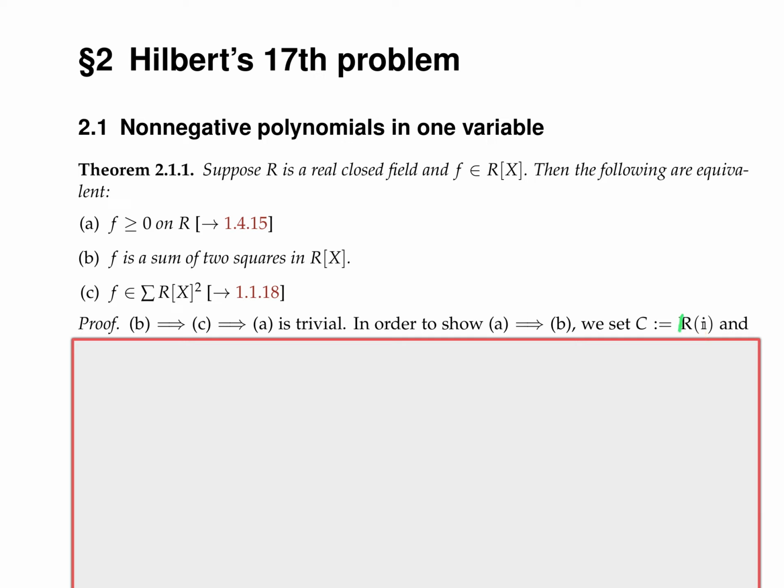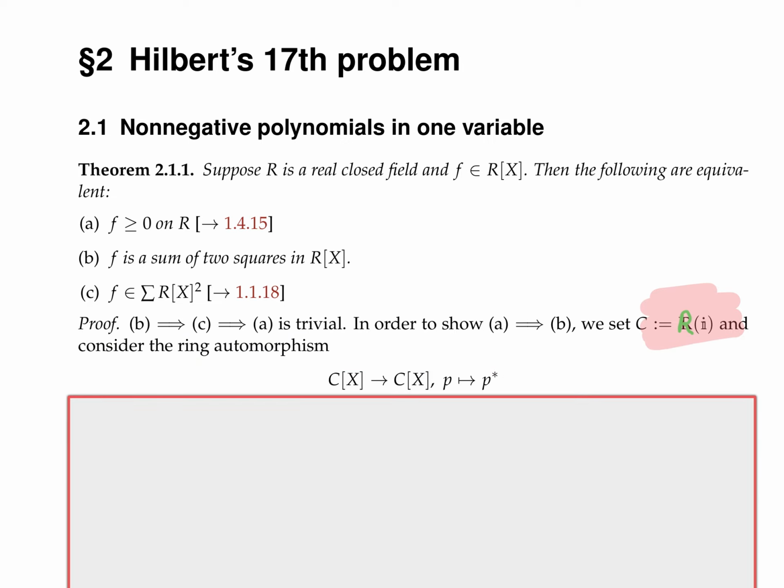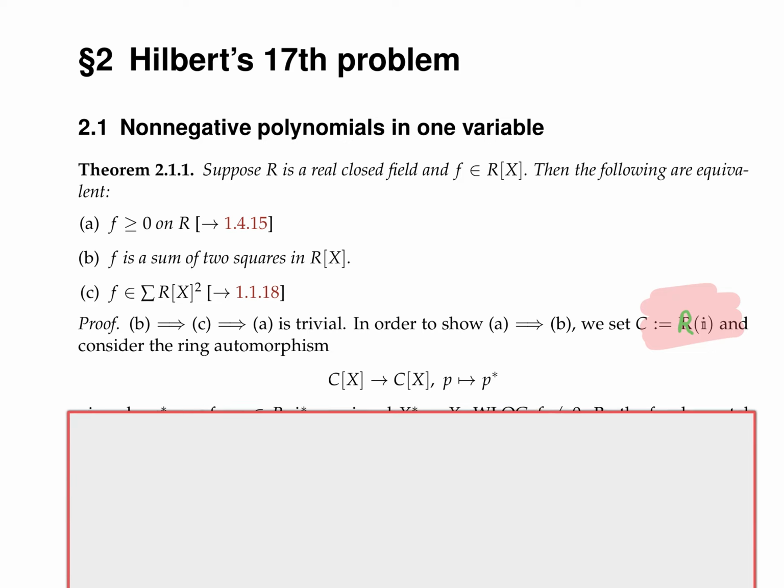We adjoin a square root of -1 and consider the following ring endomorphism on this polynomial ring in one variable over this extension field C. Namely, P maps to P star, that's the notation for the thing we will define.